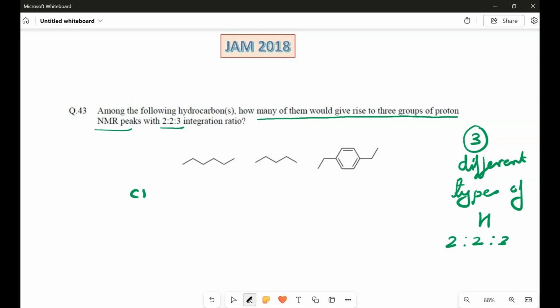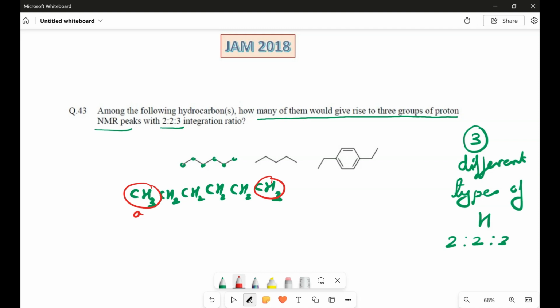Now let us write the molecule. CH3, CH2, CH2, CH2, CH2. So 1, 2, 3, 4, 5, 6. So CH3. So now you can see here, these and these are same. So A, these two are B, these two are C. So A has 6 hydrogens, B has 4 hydrogens, and C has 4 hydrogens. So the ratio becomes again, it is 2 is to 2 is to 3.